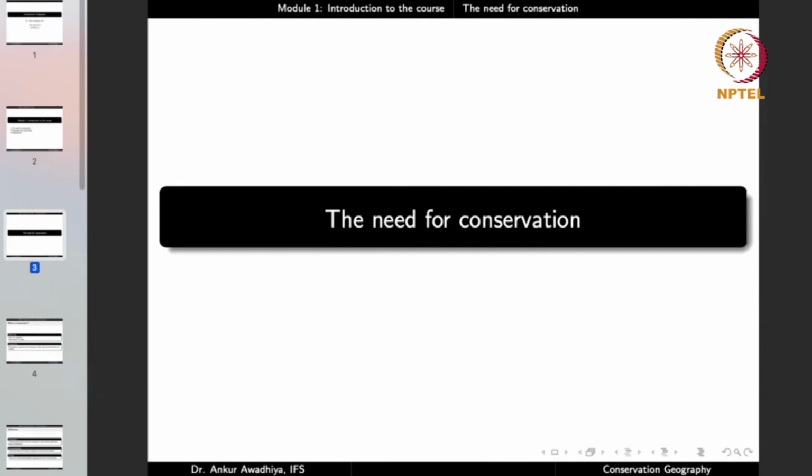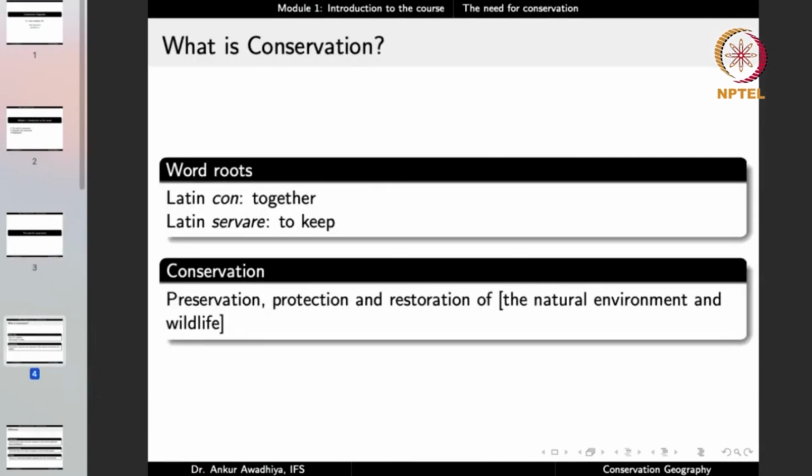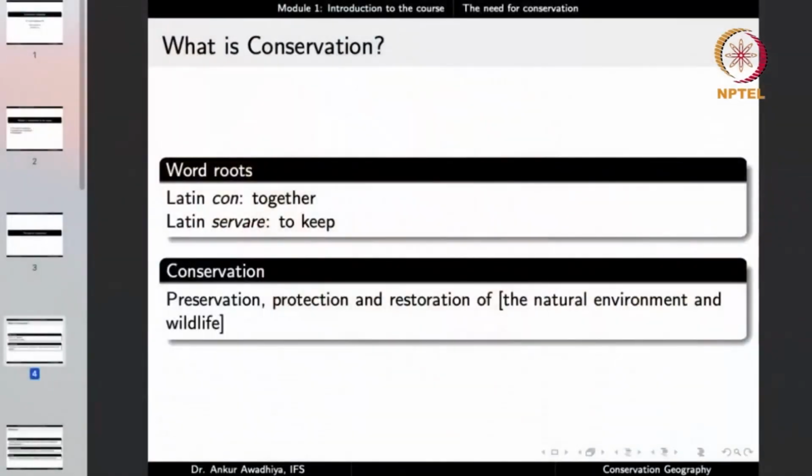So let us begin with the need for conservation. The term conservation is derived from 2 Latin words, con, which means together, and servare, which means to keep. So essentially, conservation is to keep something together, or to protect something, to preserve something, to restore something. And in the context of this course, conservation is the preservation, protection, and restoration of the natural environment and wildlife. So we are trying to preserve the natural environment and wildlife, meaning that we are trying to maintain it in the way that it exists.